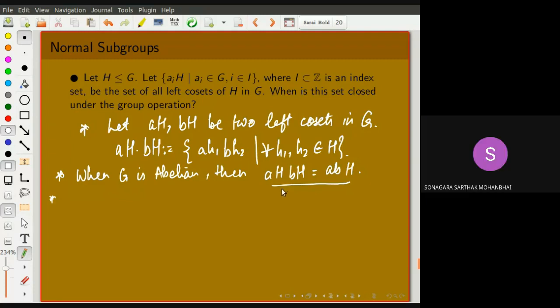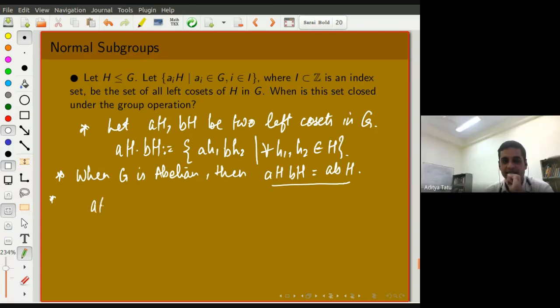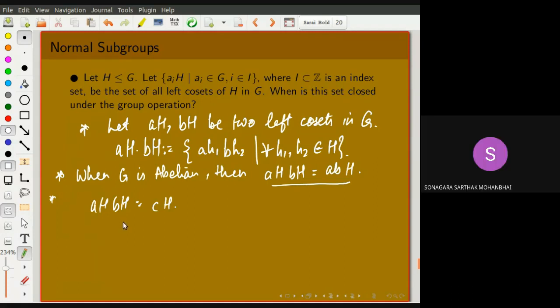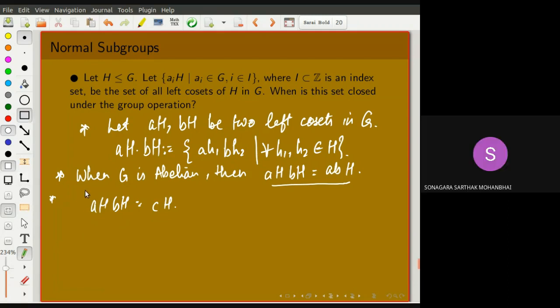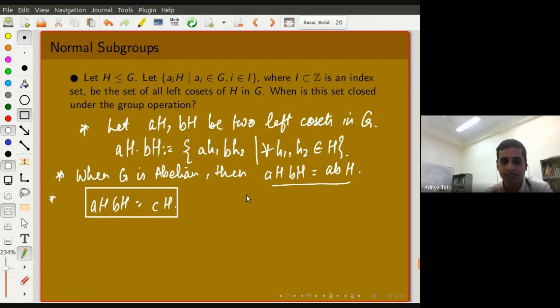Sir, is it aH bH equal to cH, where c is not from H or aH or bH but belongs to G? Are you saying that aH times bH is always a left coset, but the c here may not be equal to ab? Yes. Okay, let's see an example. Not always, but if this happens, then it is. If this happens means what? Define this.